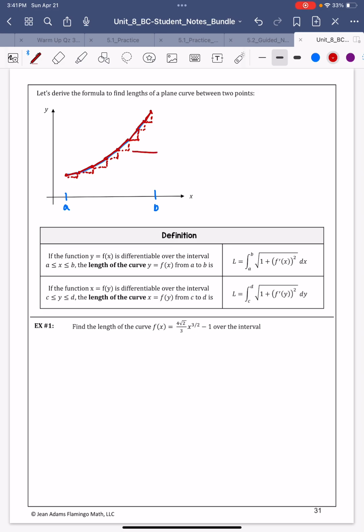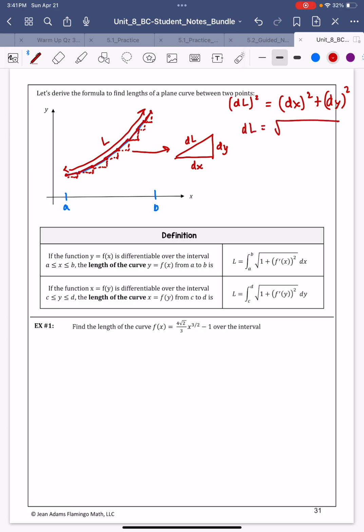So let's take one and zoom in on it. This is going to be your change in x, your change in y. This actually is your change in L, because this whole length along the curve, what we're trying to measure, is L. So that's just a small portion of L. That's what that little d means, a small change in L. If we were using the Pythagorean theorem with our little triangle, we would say that the hypotenuse squared equals the side squared plus the side squared. And then if we square rooted both sides, we would get this.